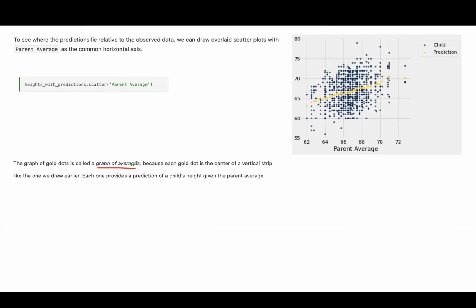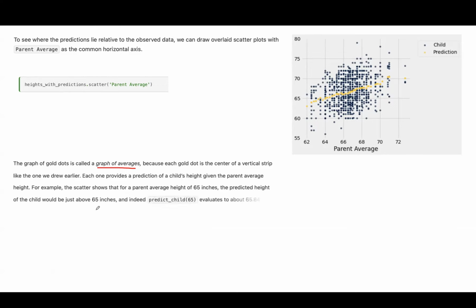This is our very first attempt at making predictions about children's height. Remember that. Each one provides a prediction of a child's height given the parents' average height. We have those pieces of information, and we're going to use them. For example, the scatter plot shows that for a parent average height of 65 inches, the predicted height of the child would be just above 65 inches. And indeed, predict_child(65) evaluates to about 65.84.